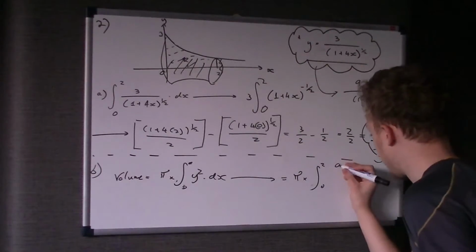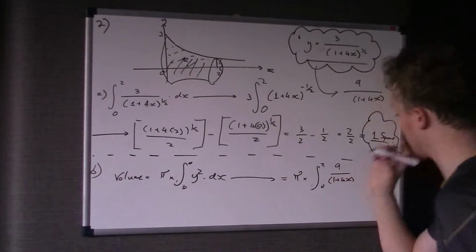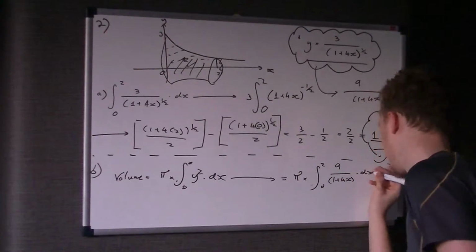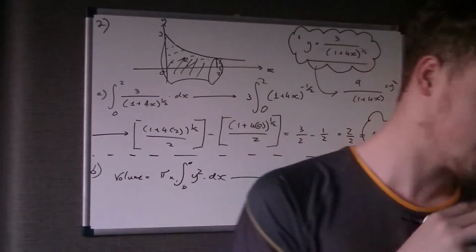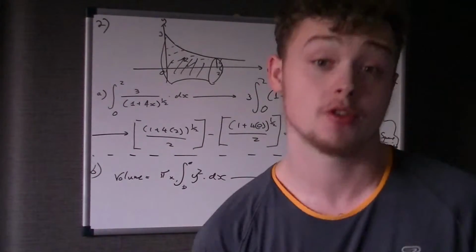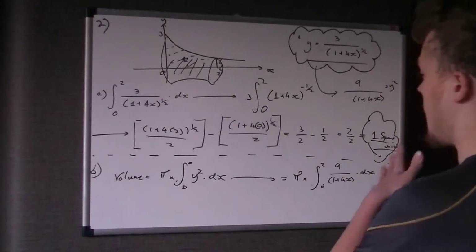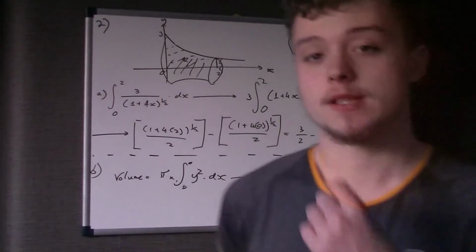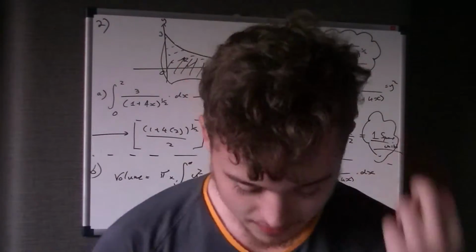So it's 9 over 1 plus 4x. The key thing here is that you can see it's going to be some sort of ln. Obviously it's not as easy as ln of 1 plus 4x, because 9 is not the derivative of 4x. Now it says exact value, so it wants the answer as an exact value.